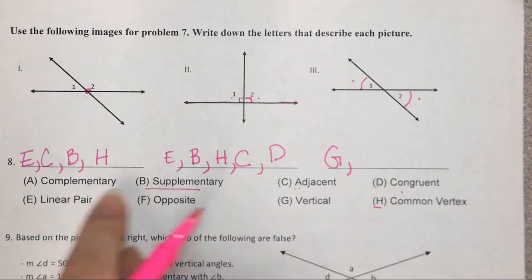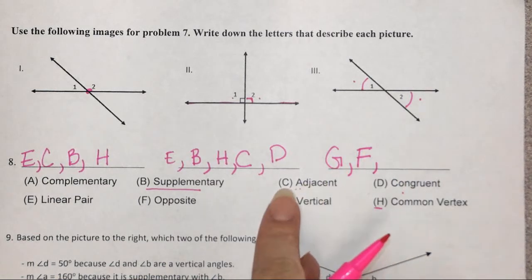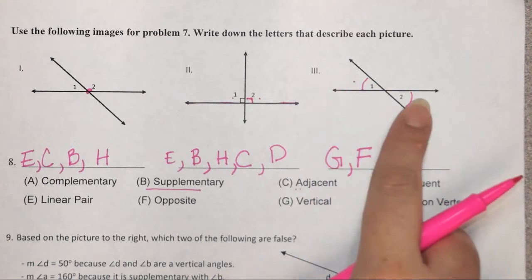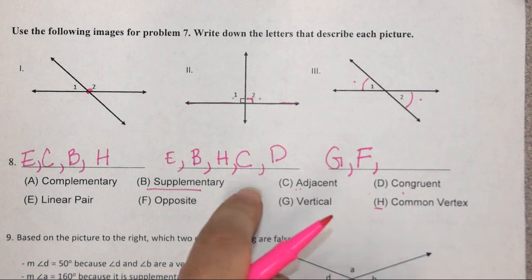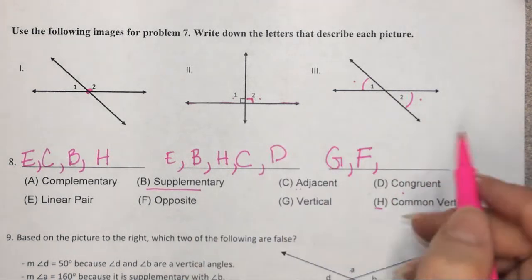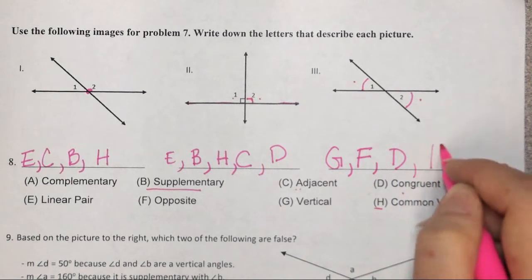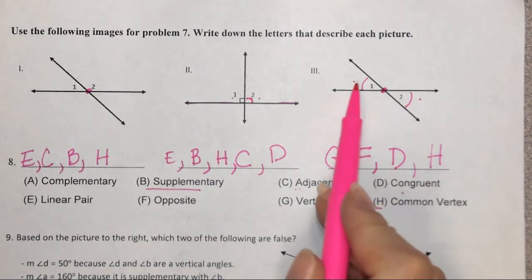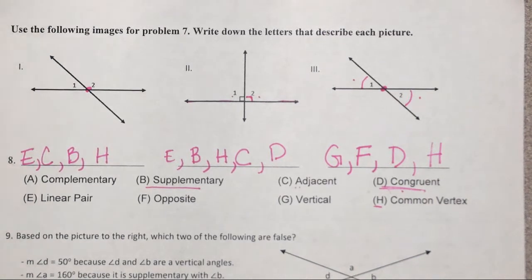Not a linear pair. They are opposite each other. They are not adjacent to each other because they are across from each other. Vertical and adjacent are opposites, so if they're vertical angles, they can't be adjacent angles. And they're congruent to each other. Okay. They also have a common vertex. They share this vertex here. Vertical angles are always congruent. So that's how I know it's also D and H. All right.